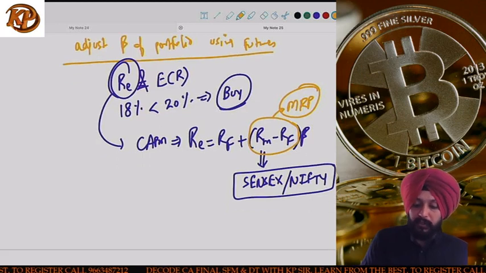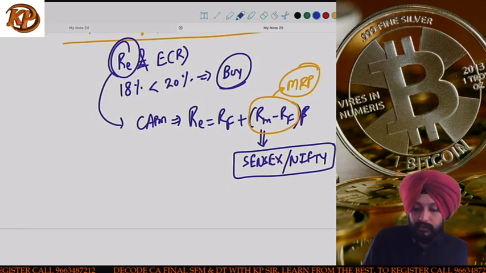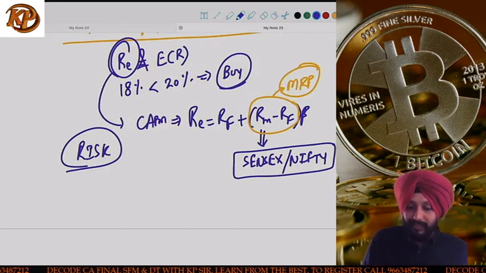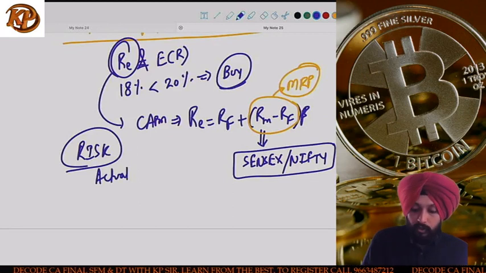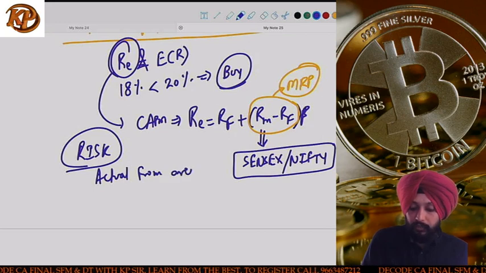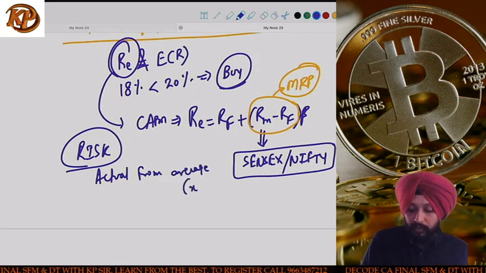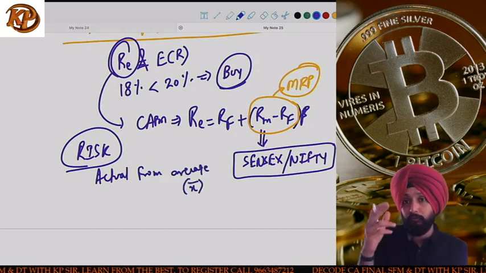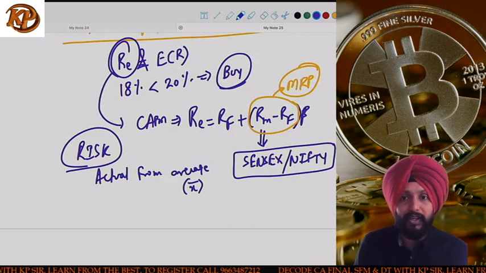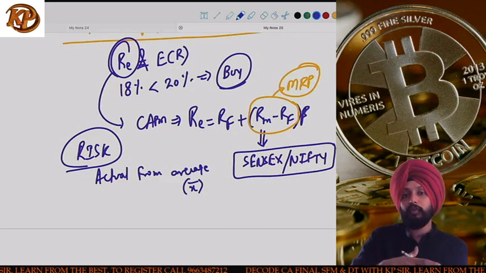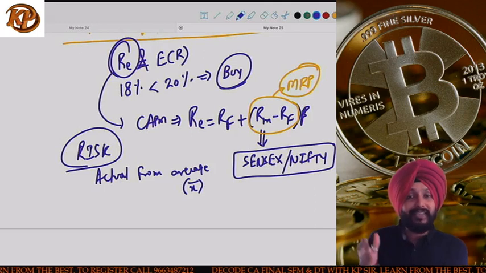Before you understand what beta is, you need to understand how risk is computed in finance. If you remember, I told you, first of all, what is risk? Risk is the deviation of actual from average. Any deviation of actual from average, which we refer to as mean or X bar. We did a more detailed discussion on this in portfolio management. The deviation of actual from average is referred to as risk in finance.